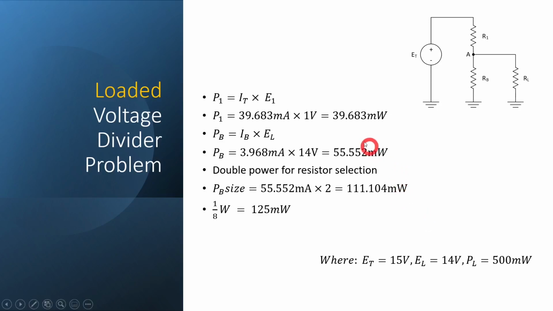Now we could do that up here as well for the 39 milliwatts, but again, the smallest wattage resistor we can get is 1/8 of a watt, and so we would probably pick 1/8 of a watt for that one as well. Of course, if you picked a 1/4 watt, you'd have extra protection there.